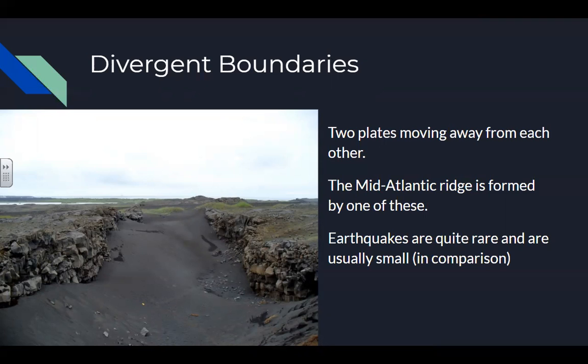So at a divergent boundary, the two plates aren't really interacting. They're actually just moving away from each other. So this doesn't really generate earthquakes at a large scale, because nothing is rubbing against anything else. They're just moving away from each other. And I do say that they are usually small in comparison, in parentheses, because really any kind of earthquake is pretty big. We're talking about large pieces of rock shaking.